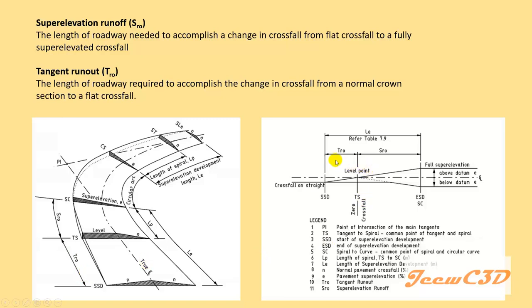If you look at the super elevation diagram, you can see this is my normal crossfall point, and this is the level point. Up to this point, the length is the tangent runoff. Then from the level point, or the super elevation zero point, to the full super elevation point, you have the super elevation runoff. Those are the two criteria you have to remember when you are doing super elevation development length with Austroads guidelines. This is not there in the RDA guidelines.